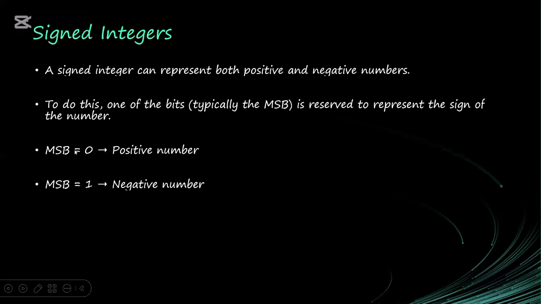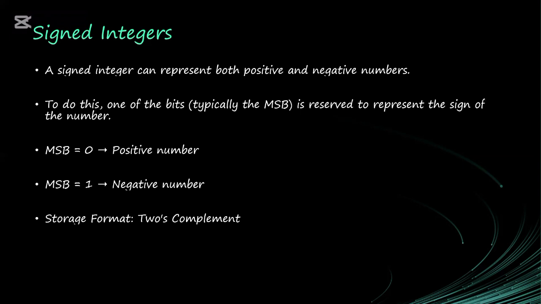When the most significant bit is 0, the number is positive. When the most significant bit is 1, the number is negative. Do you understand? The most significant bit is the leftmost bit. And signed integers are stored as 2's complement. We have another representation that we call 2's complement. We'll talk about it later on and explain how it works. But these integers are stored as 2's complement integers.